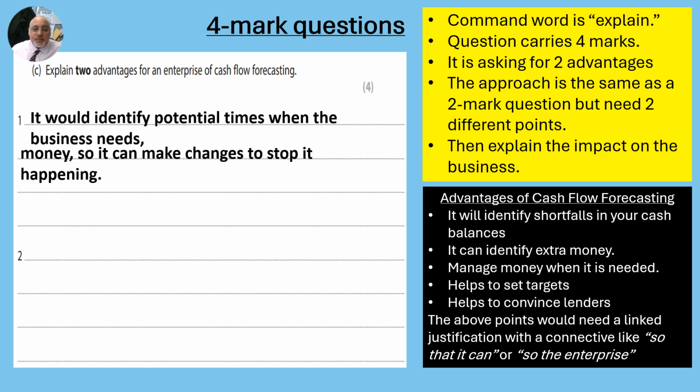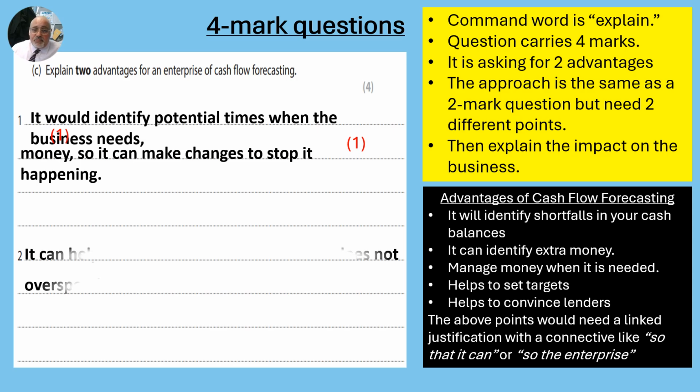It will identify potential times when the business needs money so it can make changes to stop it happening. With that in mind, you'll get the 1st mark for the 1st point. So it ends there. It will identify potential times when the business needs money. That's the advantage of a cash flow. Why is that a good thing? Because if the business identifies when it needs money, it can take steps to stop it happening. So therefore you'll get the 2 marks there.